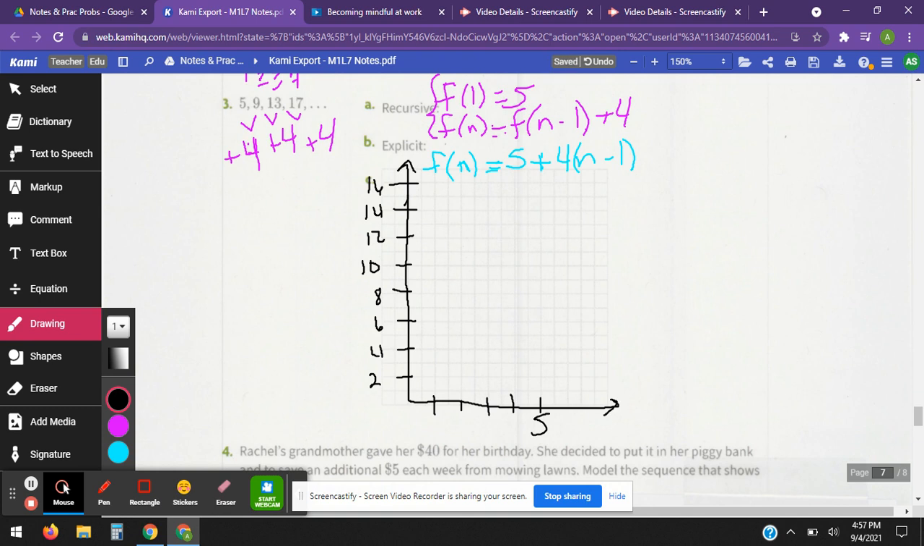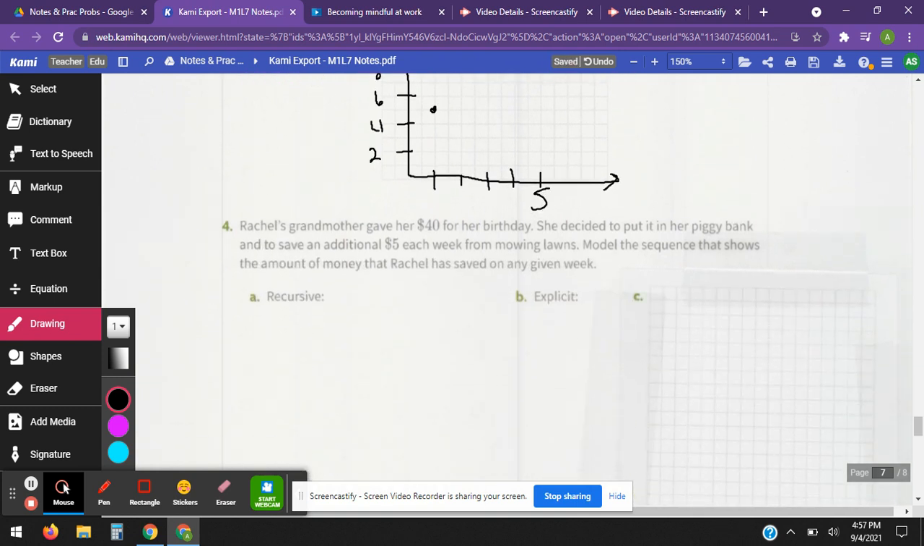So 1 is 5, right in between here. 2 is 9, right in between here. 3 is 13, which is right in between here. And 4 is 17, which is right up here. And we're going to leave them disconnected because it's a list of numbers.